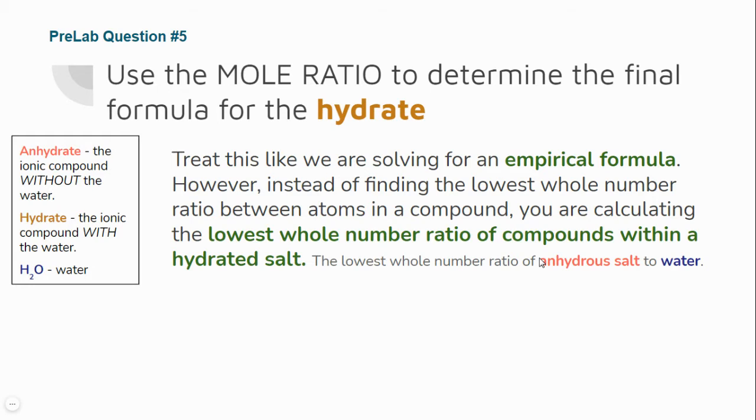what we're doing here. Instead of finding the lowest whole number ratio between atoms in a compound, like calculating the empirical formula, you're actually going to be calculating the lowest whole number ratio of compounds within the hydrated salt. But it functions the same way. It's still a mole ratio. You're using moles and you're comparing the amounts.